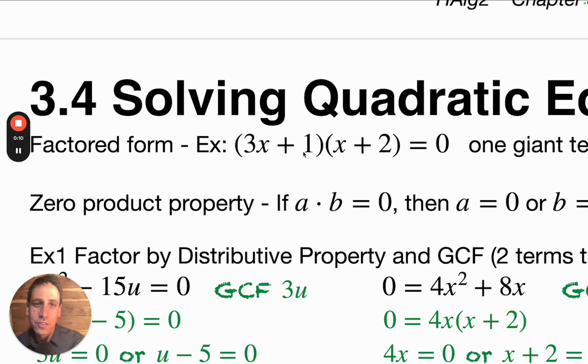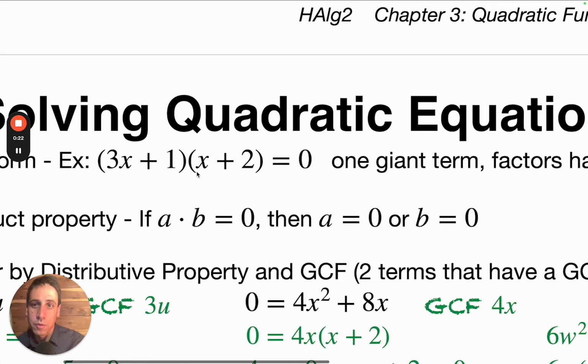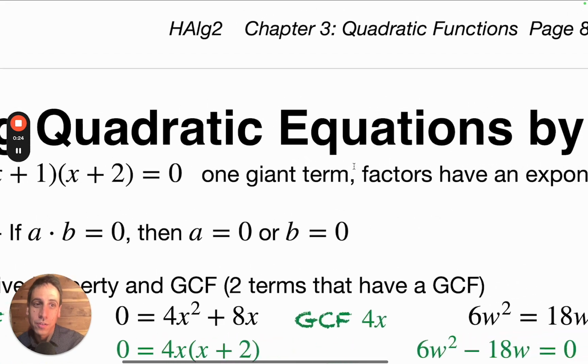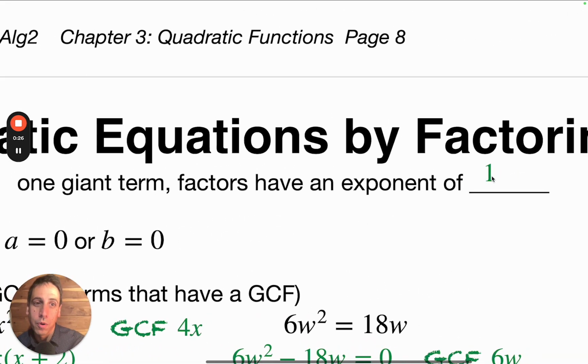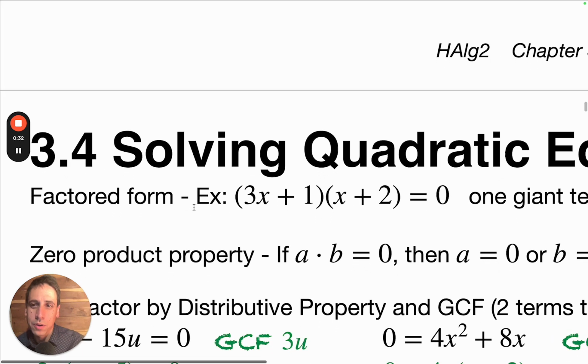It looks like this. Here's an example where you have one expression inside parentheses and you're multiplying it by another expression, and that's equal to 0. Just one giant term consisting of two different factors, and those factors have an exponent of 1 at the very highest. So you can see the exponent on this x is 1. And that's really important because we're going to use it in conjunction with something called the zero product property.